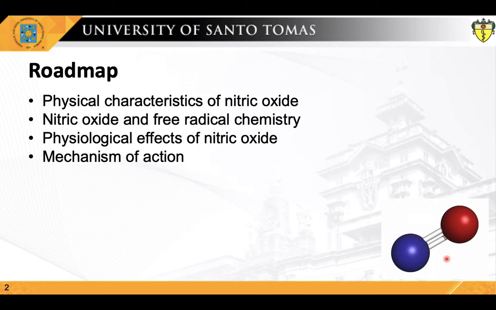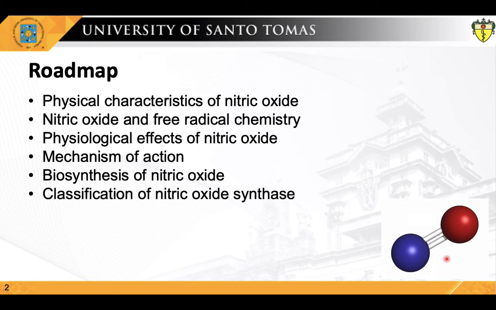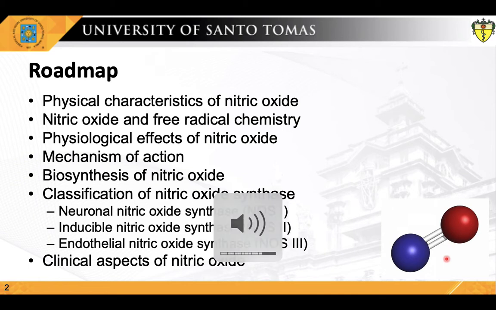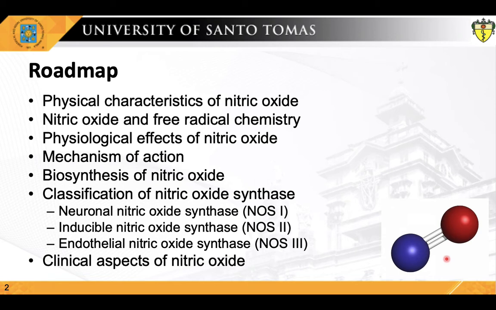We will then proceed to the biosynthesis of nitric oxide, concentrating on the nitric oxide synthase complex and how nitric oxide is synthesized from an amino acid. After this, we will look into the different isoforms of the nitric oxide synthase, leading to its three different classifications, nNOS1, nNOS2, and nNOS3. And lastly, we will study several clinical aspects of nitric oxide immediately following the discussion of each specific isoform of the nitric oxide synthases. Without further ado, let us now look more closely at the structure of nitric oxide.